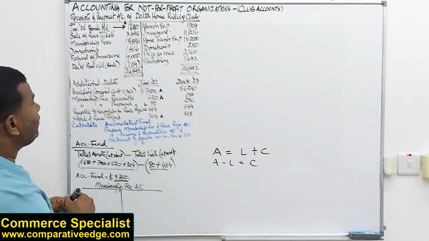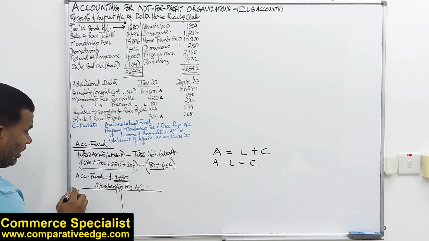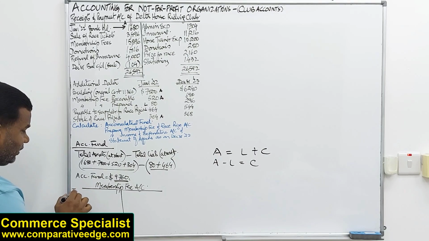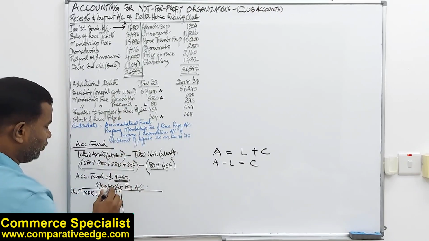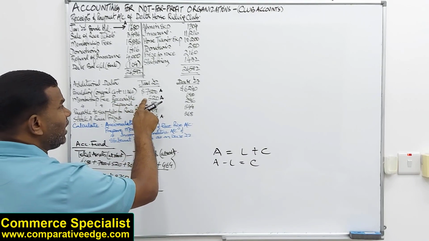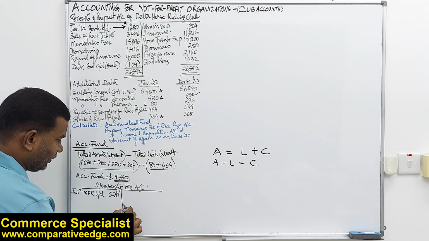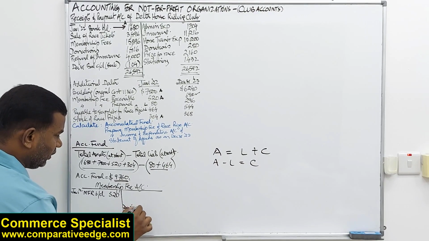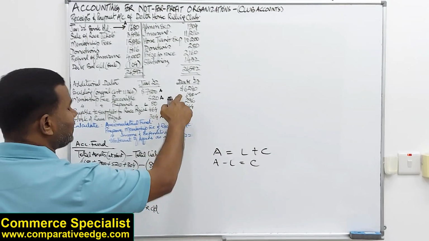So opening balance of membership fee receivable is 520. All assets have opening balance on the debit side. So I'm writing here January 1st, 22, membership fee receivable, brought down balance, which is 520. If opening balance is on the debit side, closing balance of asset would be on the credit side. So I'm writing here December 31st, 22, membership fee receivable, carried down means closing balance, which is 680.